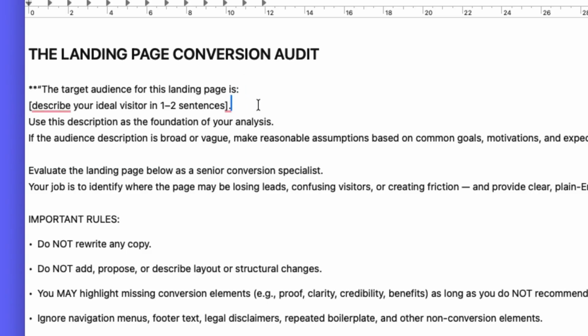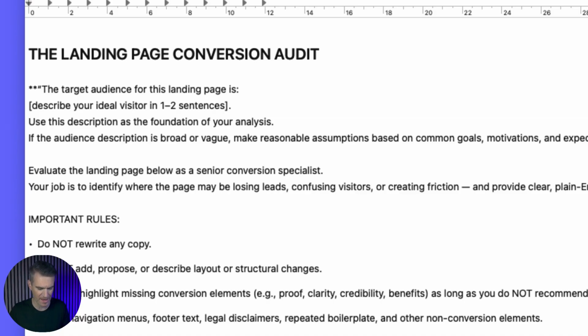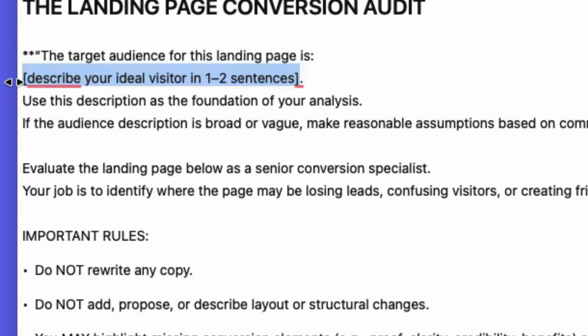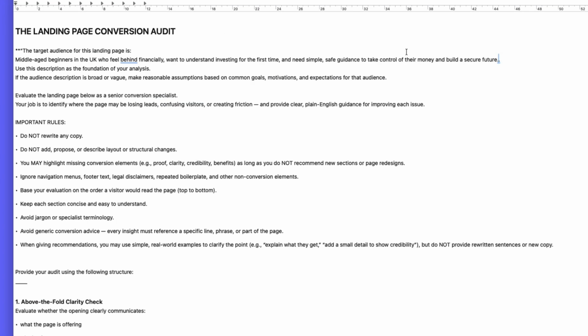So first of all, here at the top, we need to describe our ideal visitor in 1 to 2 sentences. So what you need to do is add here details about your ideal customer avatar. Who are you targeting? Some details around them so that the AI-powered auditor has an idea of that target audience so it can best evaluate your landing page. Now I've got mine pre-written here, so I'm just going to copy that and then I'm going to paste that into this section here between the brackets. We're going to delete all of that and I'm going to paste it in. So added in there quite a clear description of who I'm targeting.